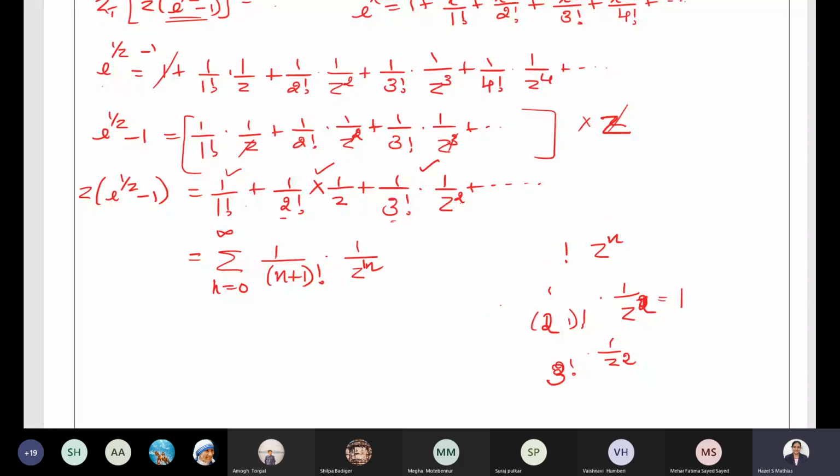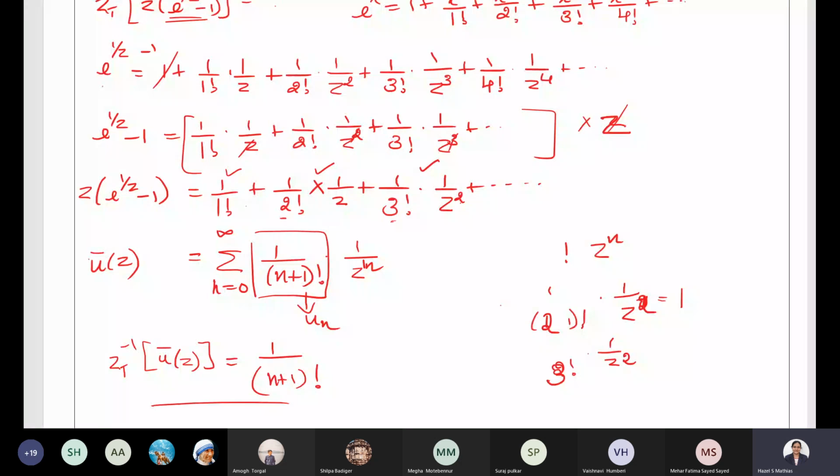So similarly, this is what? This is our u bar of z and this is our un. That's why inverse z transform of u bar of z is un, which is 1 divided by n plus 1 factorial. Is it okay, everybody? Is it okay? Yes. Yes, ma'am.